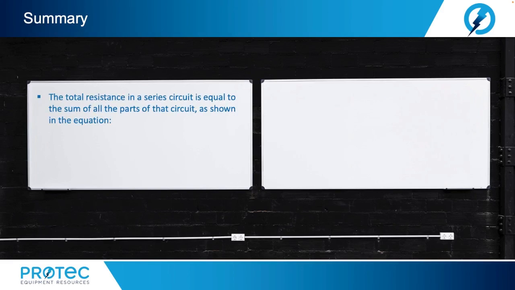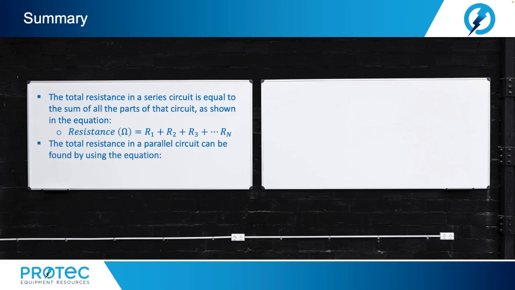The total resistance in a series circuit is equal to the sum of all the parts of that circuit, as shown in the equation. The total resistance would equal R1 plus R2 plus R3, and so on and so forth. The total resistance in a parallel circuit can be found using the equation. 1 over the total resistance would equal 1 over R1 plus 1 over R2 plus 1 over R3, and so on and so forth.